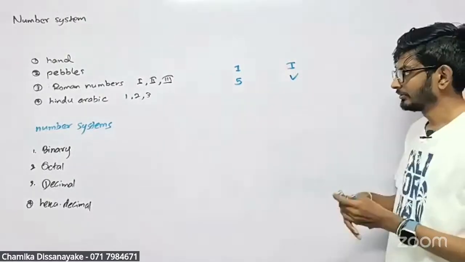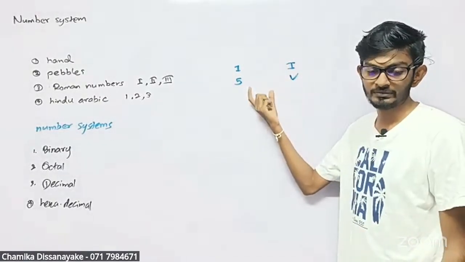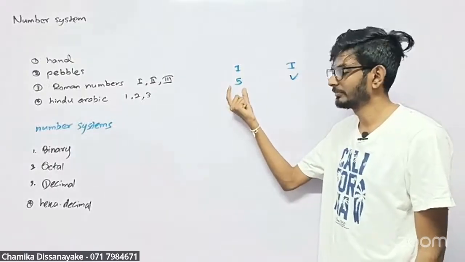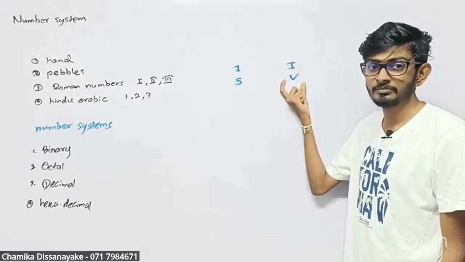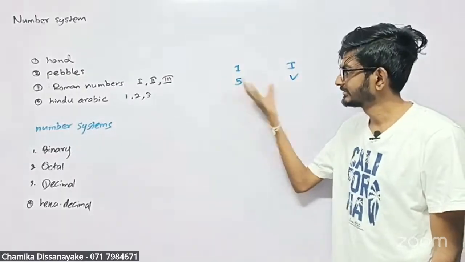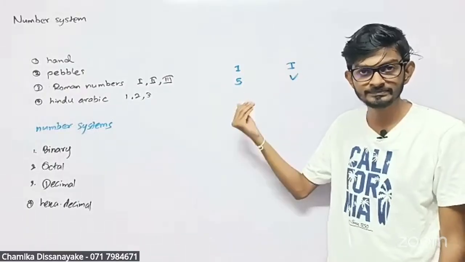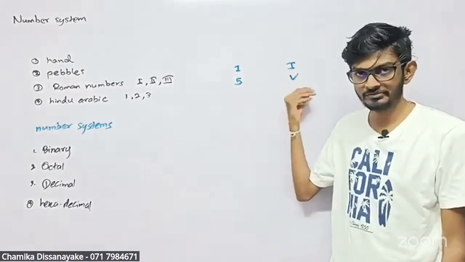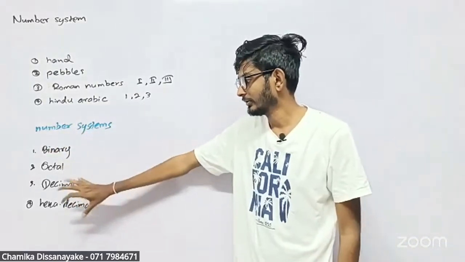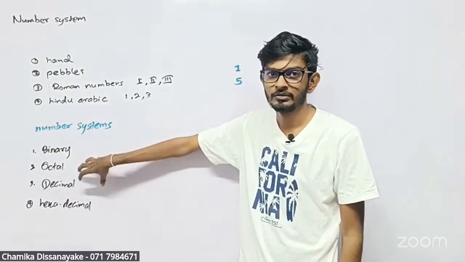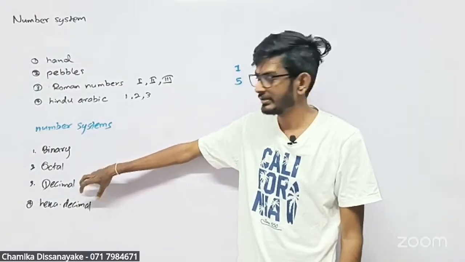Likewise, both number systems represent the same value. This number system also represents number 5. Here, the Roman also represents number 5, but the notation is different. The value is same, notation is different. Likewise, in these number systems also, there are several notations for the same value.